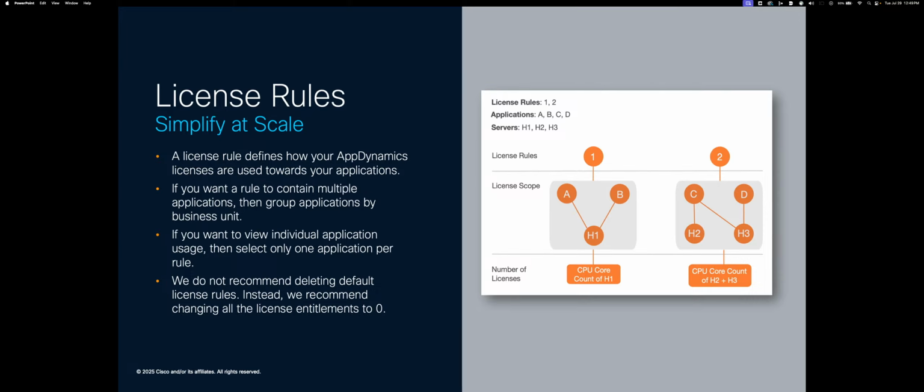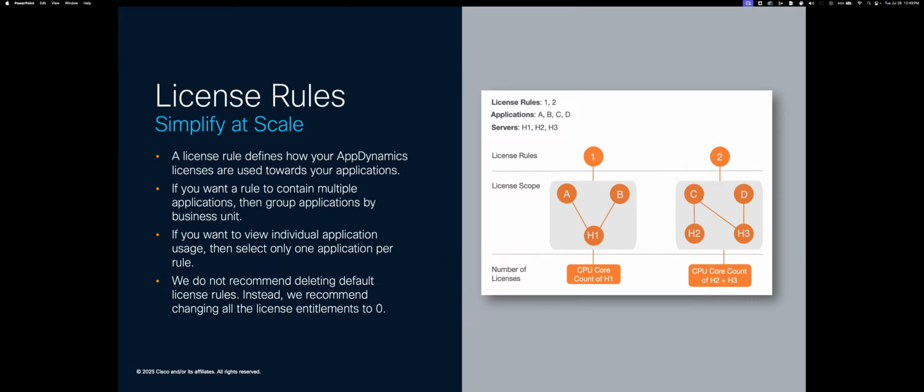Basically the licensing rule defines how your AppDynamics licenses are used towards your applications. If you choose not to create any rules, then your license allocation follows the default rule, and basically everybody will be pulling from the same pool, and that could be good or bad depending on how things are set up within your organization, or if you have a chargeback model and things like that.